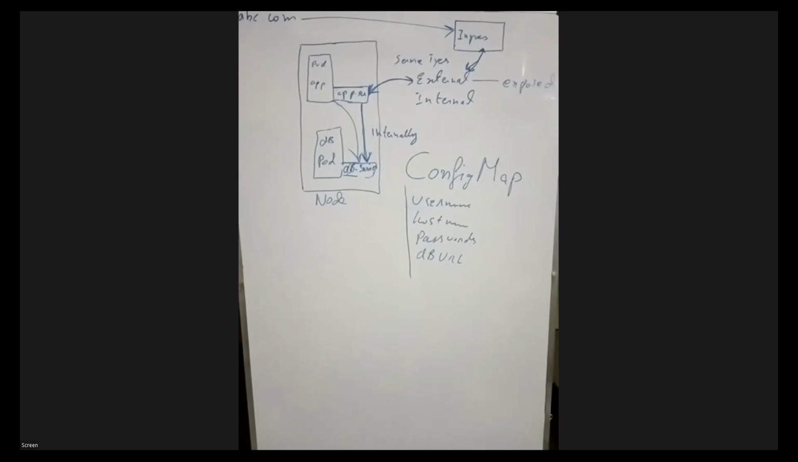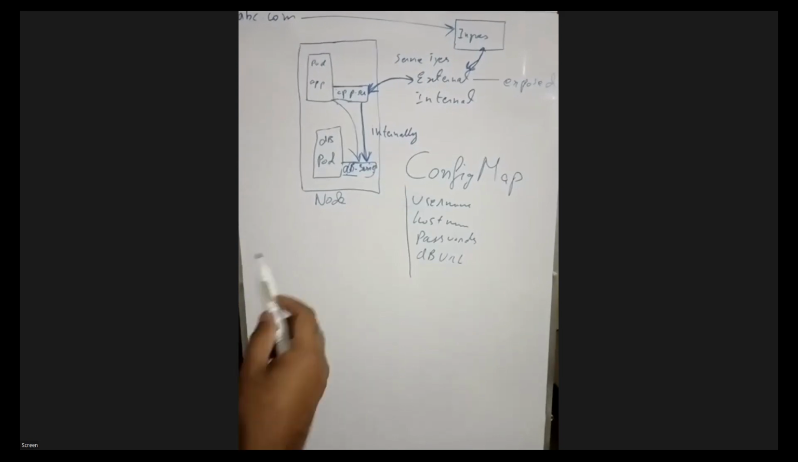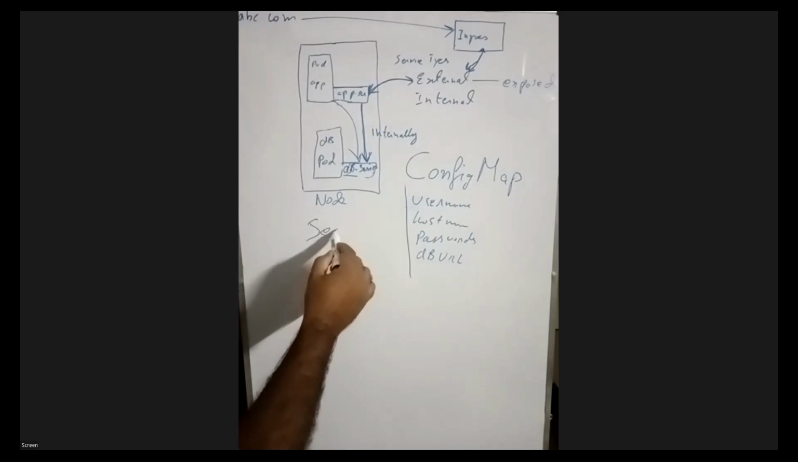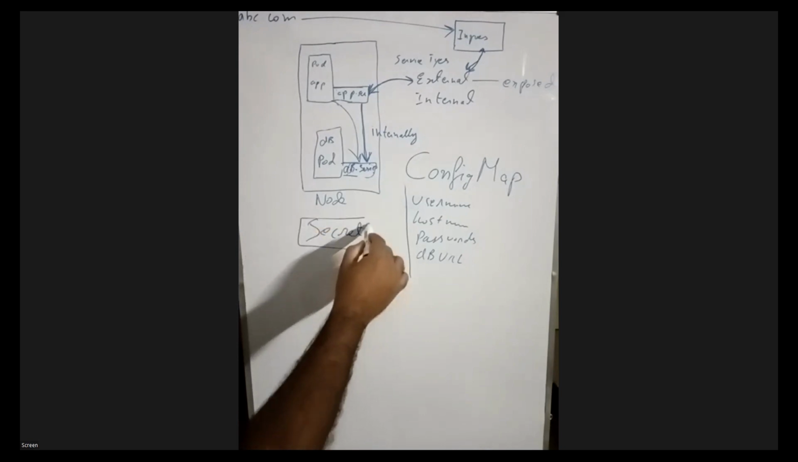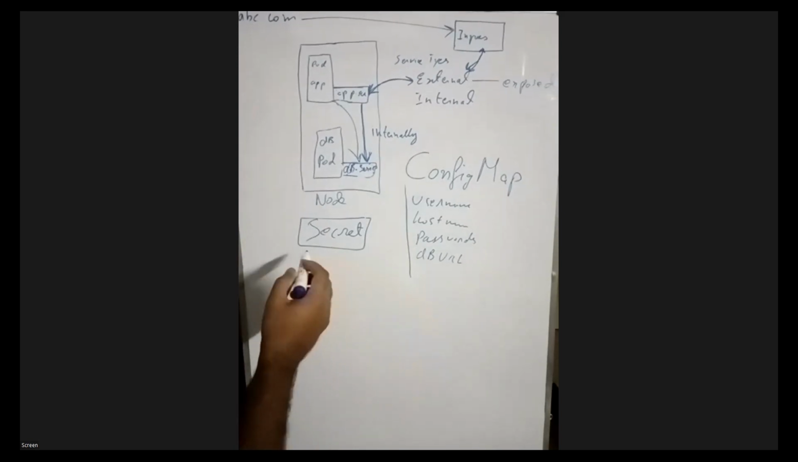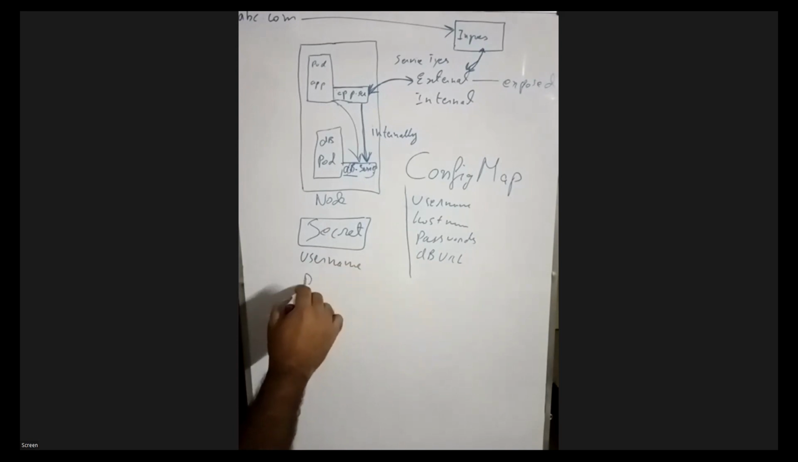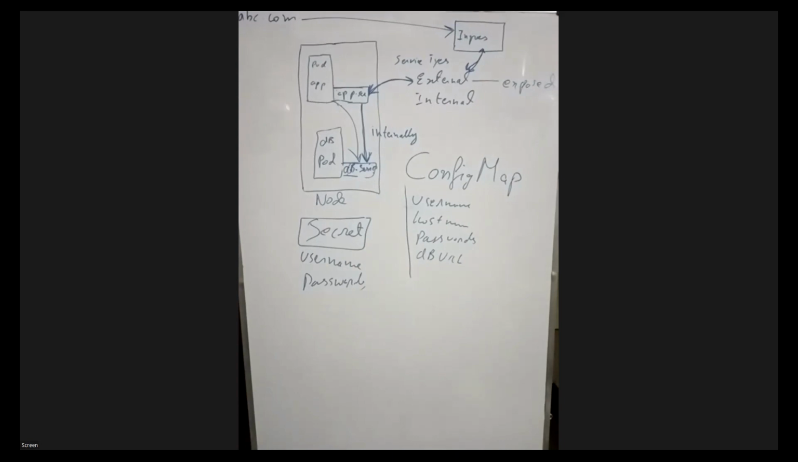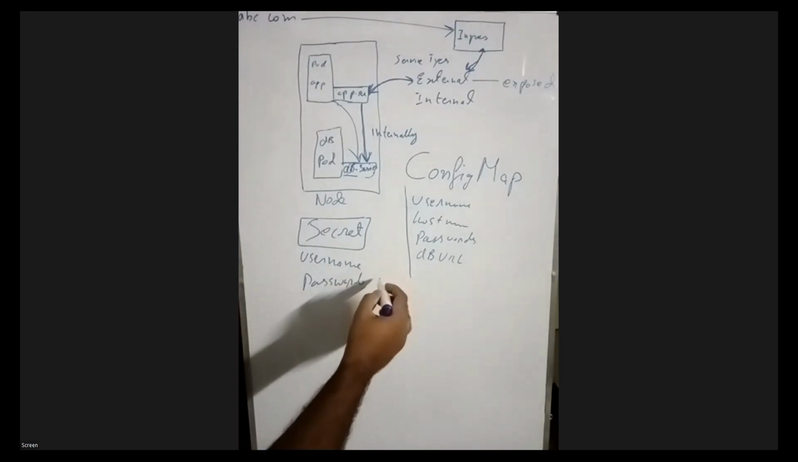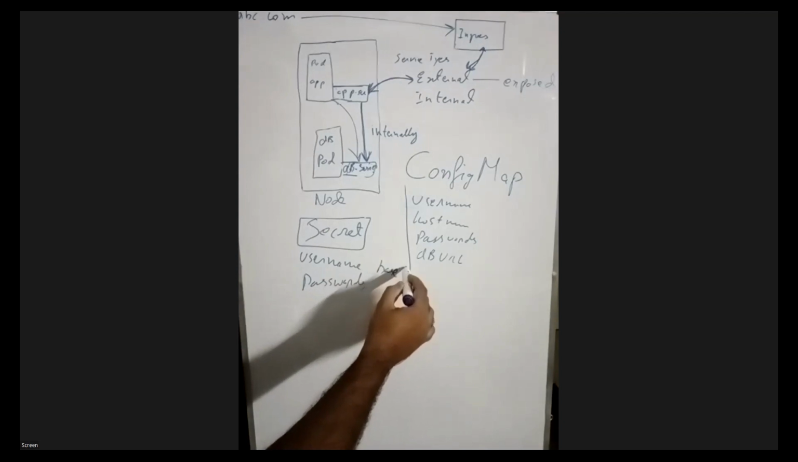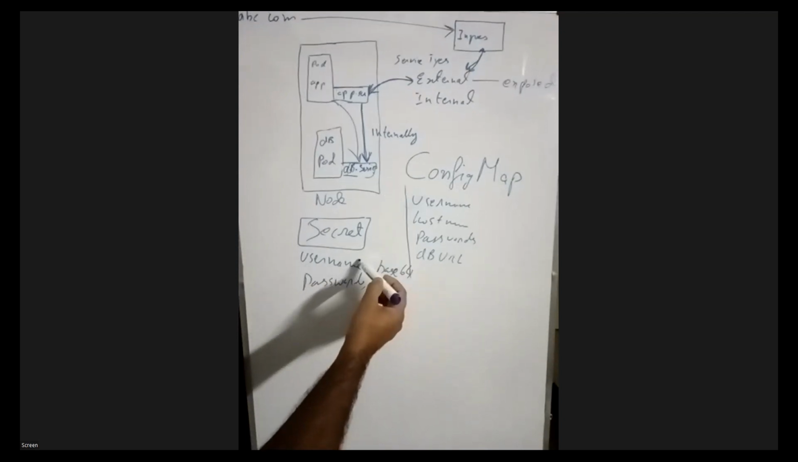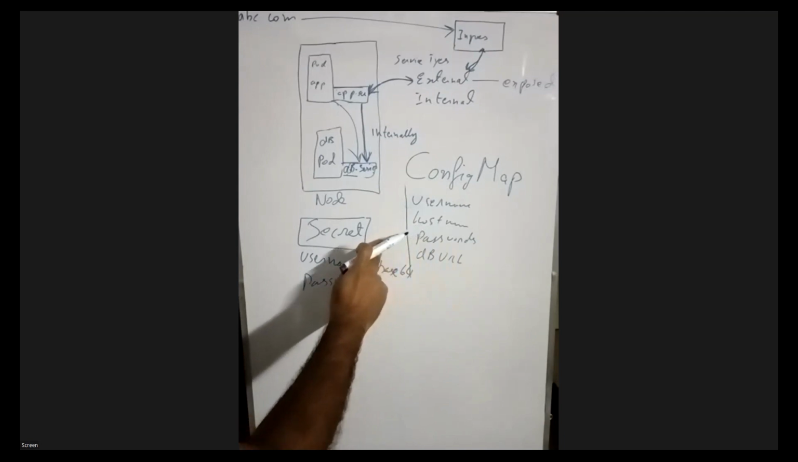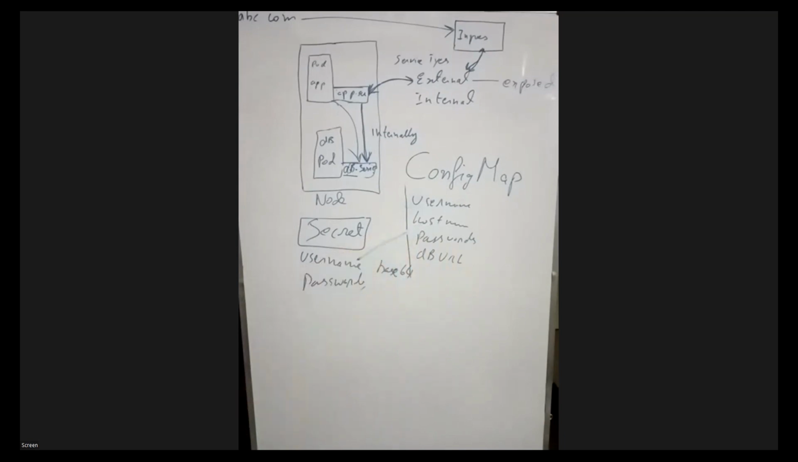So there is another module that is called secret. And we define the username, passwords in this file, and they are encoded in base 64. And we call these parameters wherever we want.